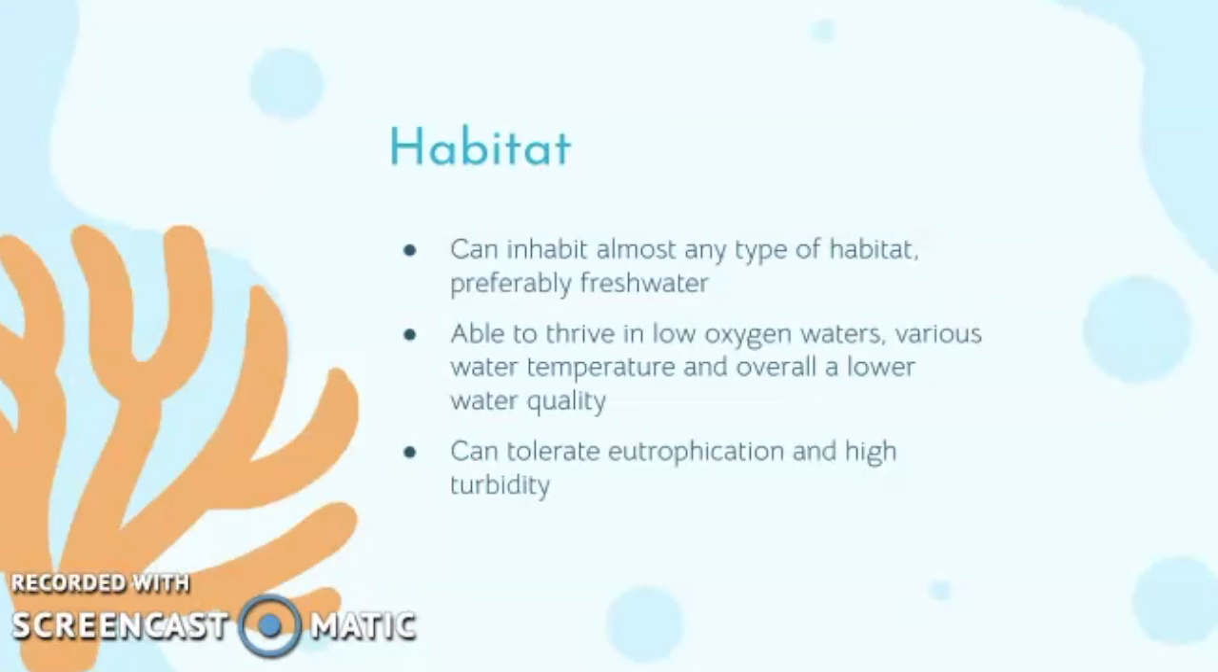Goldfish are able to inhabit almost any type of habitat, but they prefer fresh water. They're able to thrive in low oxygen waters, various water temperature, and overall a lower quality of water. They can also tolerate eutrophication, which results in algae bloom, and high turbidity, which is when they dig up sediments on the bottom and cause a change in water clarity.